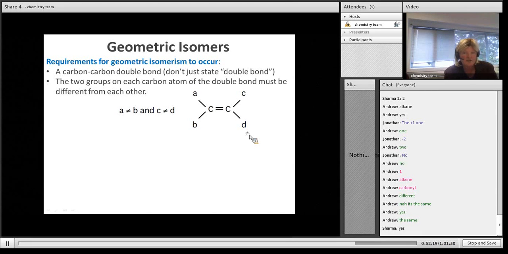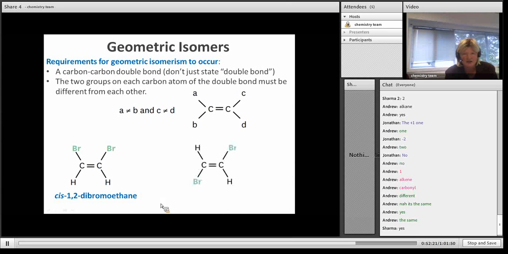Because if I have those differences, and here they are, I cannot ever make this cis form into that trans, because this rotation is not allowed. So this Br can never drop down to there. I have to physically break this bond and physically break that bond, and then remake them in the new position. So that's what we mean by stereoisomerism, where we have the same molecular formula, the same connectivity, but the atoms are arranged differently in space.